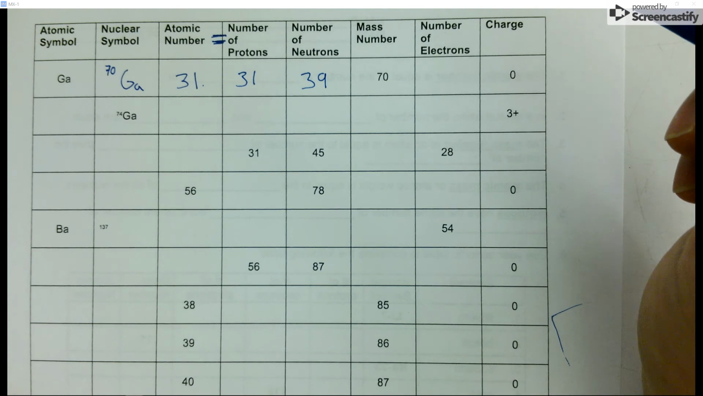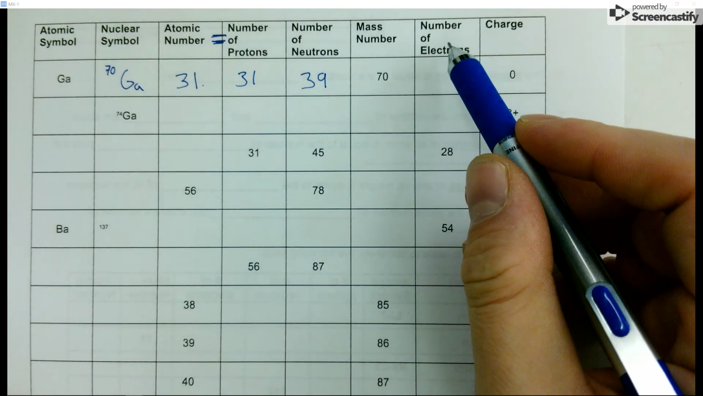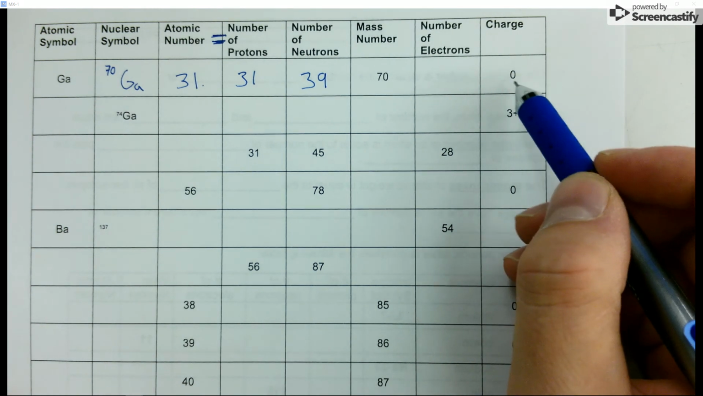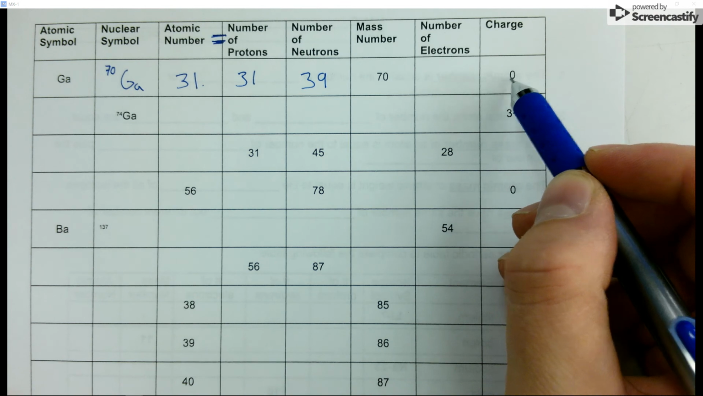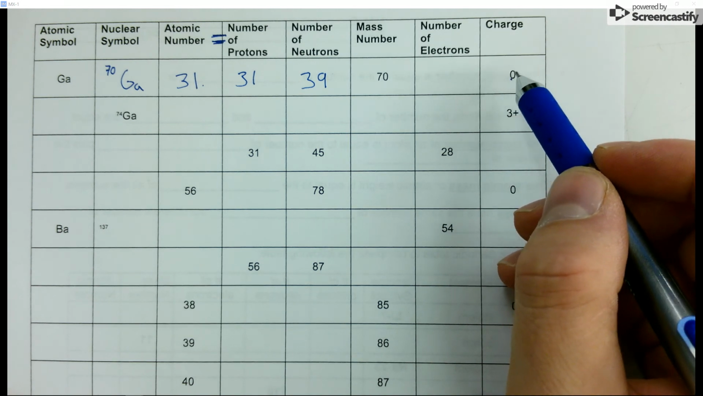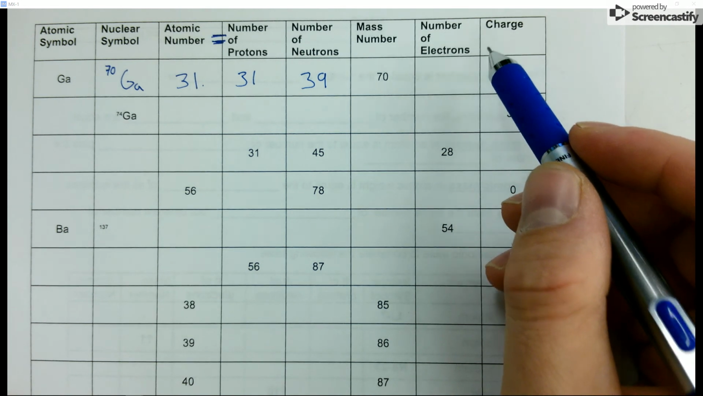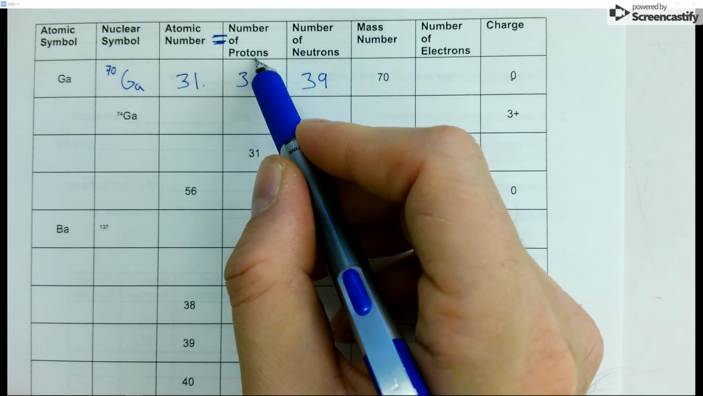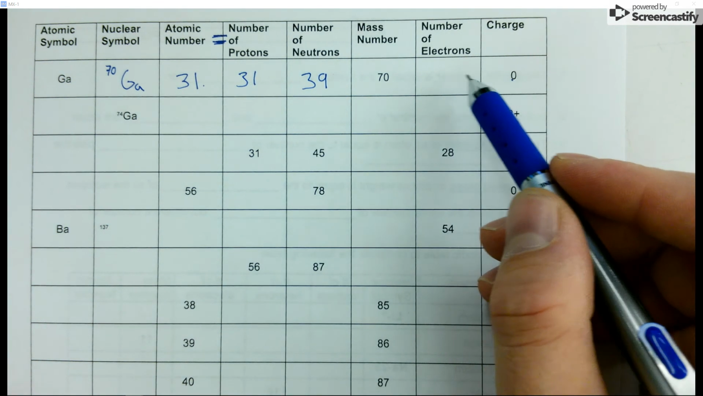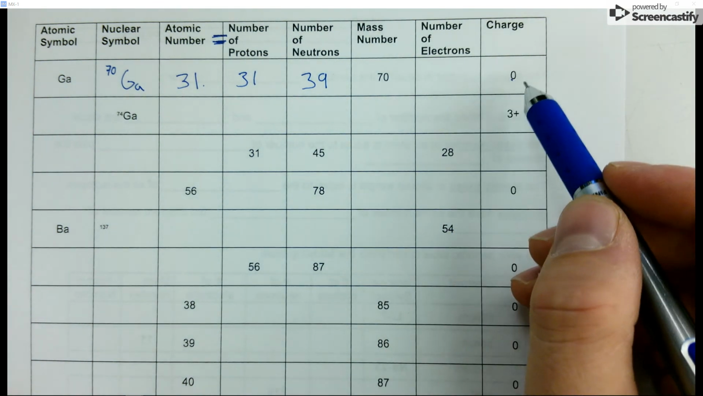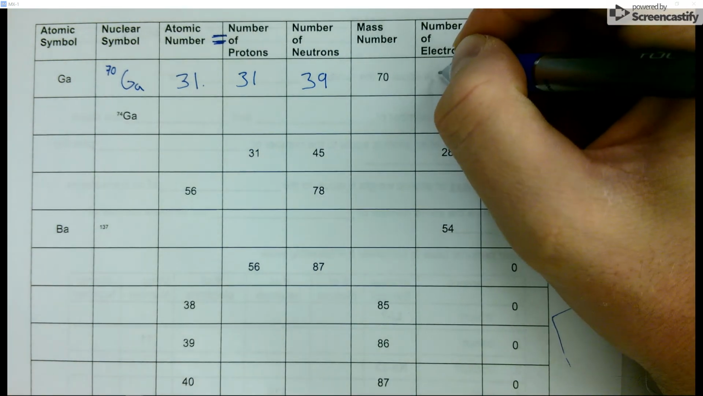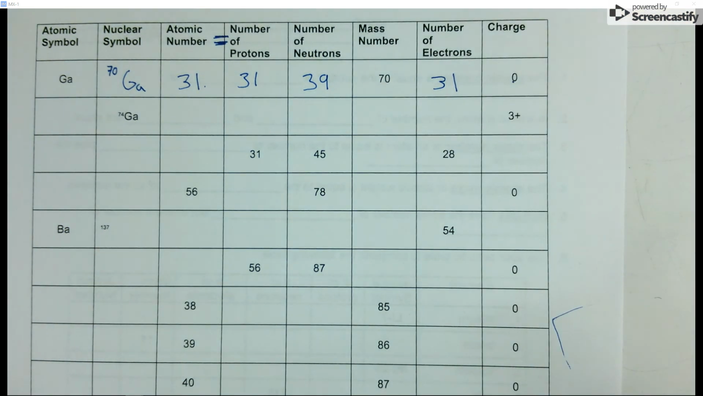Okay, last box in this row is the number of electrons. And to do this, we have to look at the charge. It tells us that the overall charge is 0. A 0 overall charge indicates that we have the same number of positive stuff as negative stuff. In this case, our positive stuff is the protons. Our negative stuff is the electrons. And so if we want those to equal out and get us a charge of 0, we need to have the same number. So if we have 31 protons, we need to have 31 electrons. Not so bad. So let's do another one.